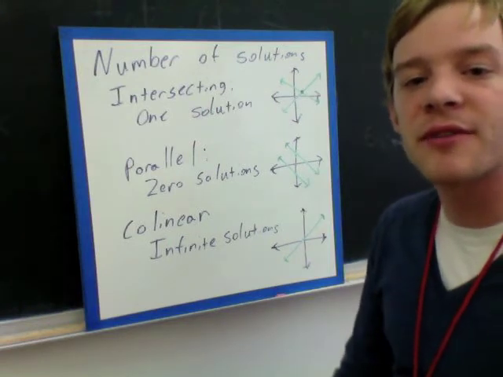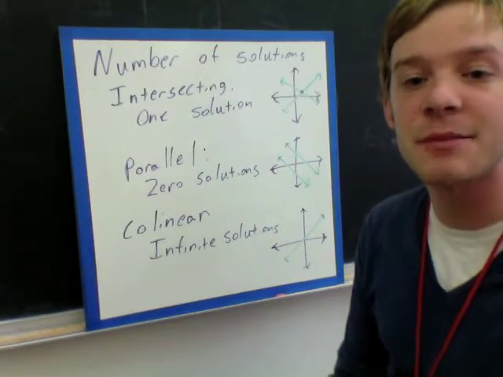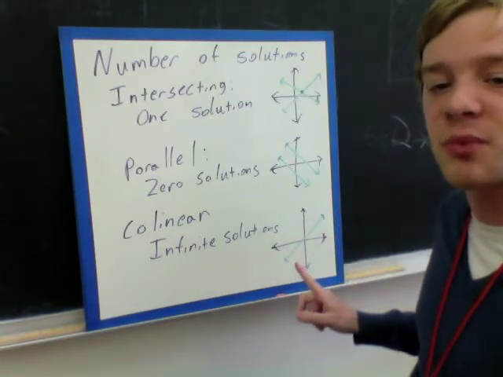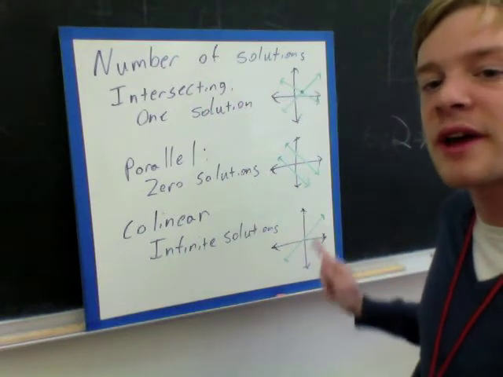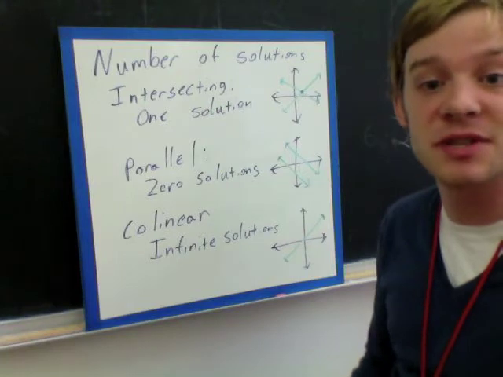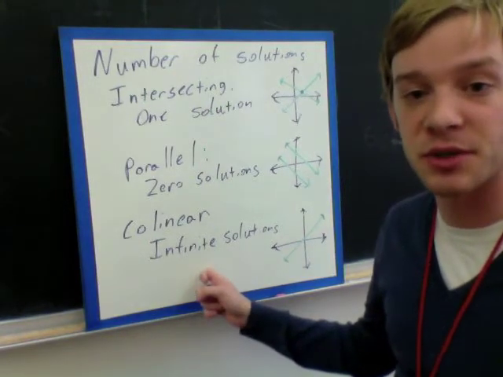We also have a situation which is called collinear. That means they're the same line. It looks like we only have one line here, but if we draw one line right here and then we draw another line on top of it, we can't actually tell one line from the other because they're the same line. And when this happens, we have infinite solutions.